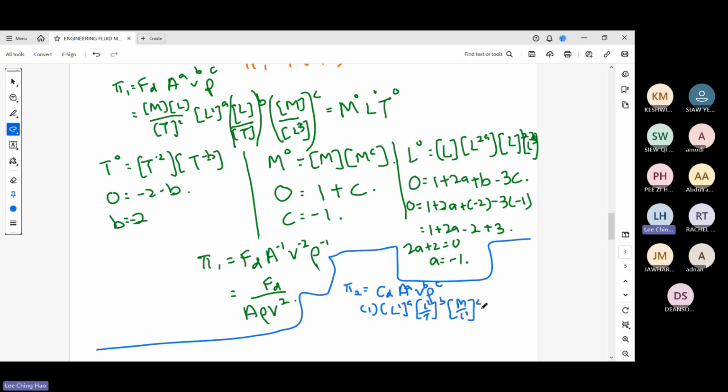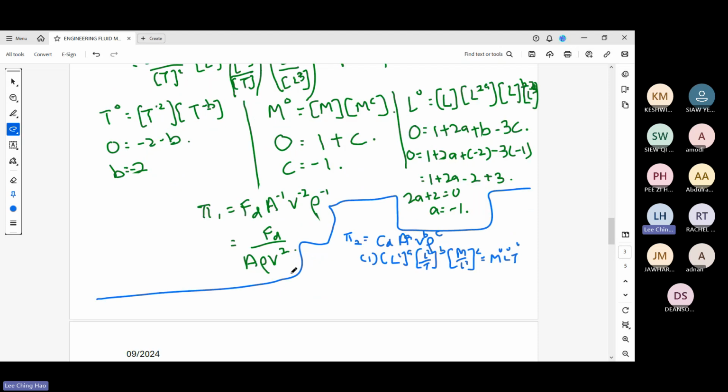M L cubed to the C equals to M L T 0 0 0. But of course, for now, you cannot copy anymore. So first of all, T. Start with T. T to the 0. For this here, you only have this T, negative B. So 0 is negative B, B is 0. Then all are 0.